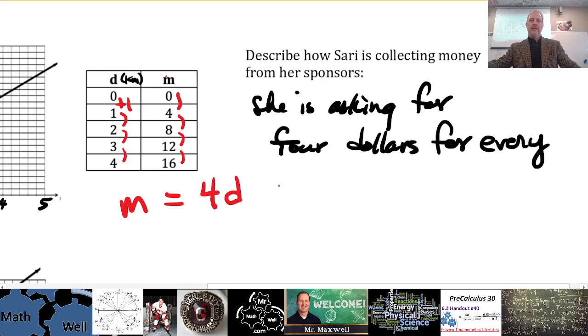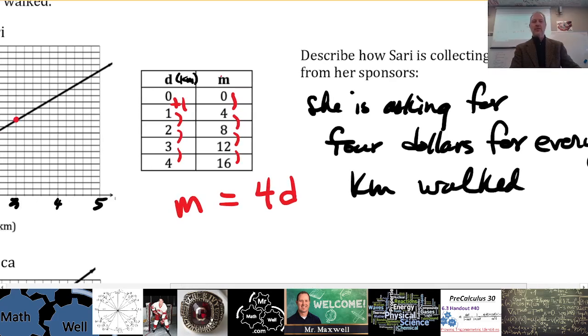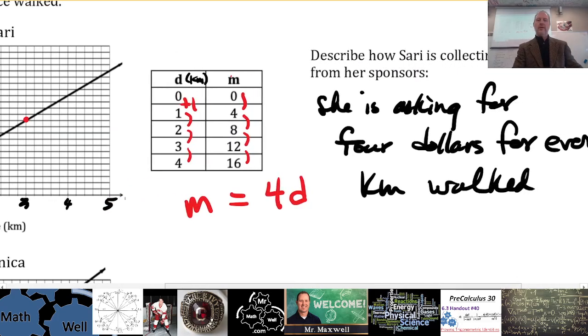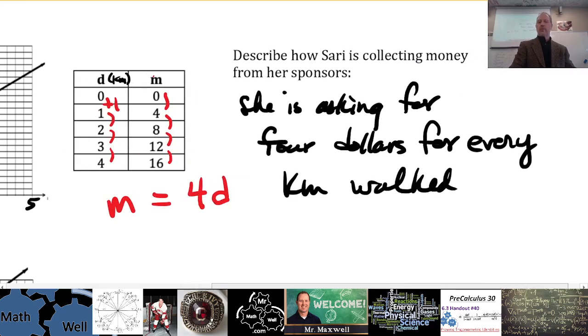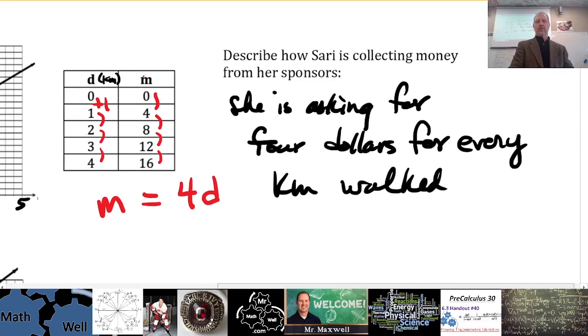And go ahead and write this down in your notes. Kilometer walked. A good rule is whatever I write down, you should write down in your notes. If you're unsure, write down everything I write down. I try not to waste ink here. Everything that I have written down on the notes at the end is probably worth something to look back to and to study from. So she's asking for $4 for every kilometer walked.